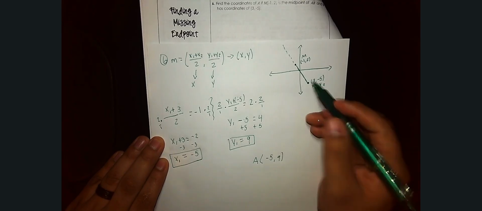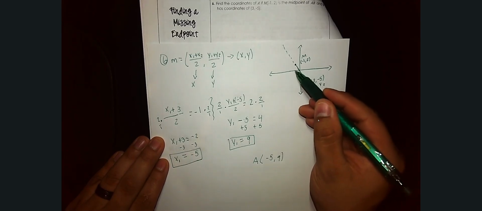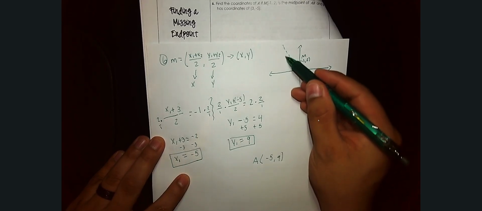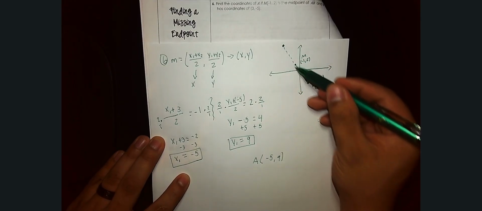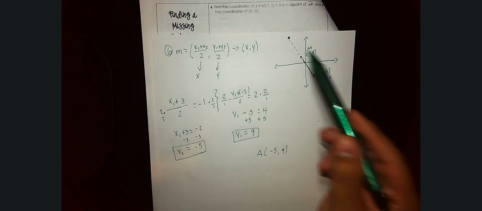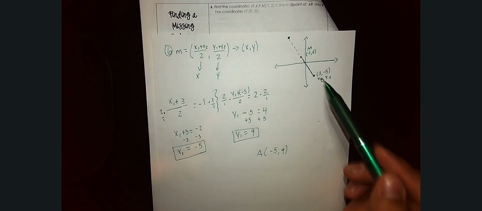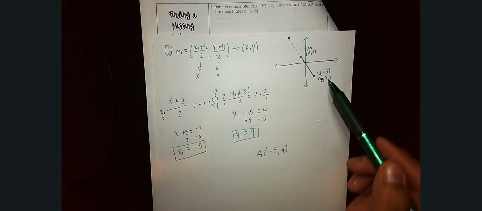You can almost visualize that: -5 would be like here, and the 9 would be all the way up here. And look, it put me on the other endpoint. So you see how we used the midpoint and the xy endpoint that we already had to find the other endpoint. That was a pretty neat trick.